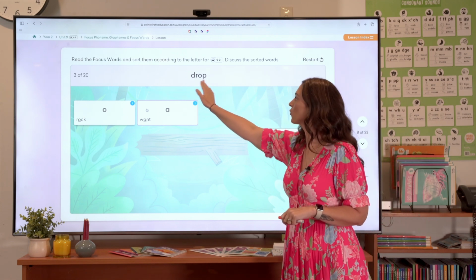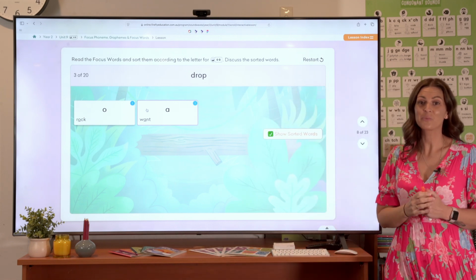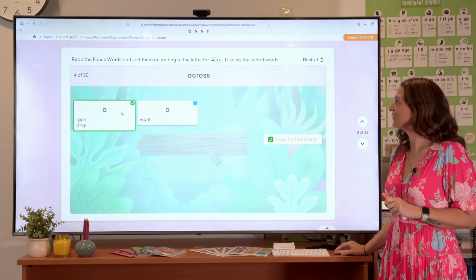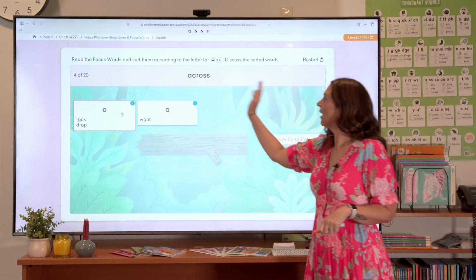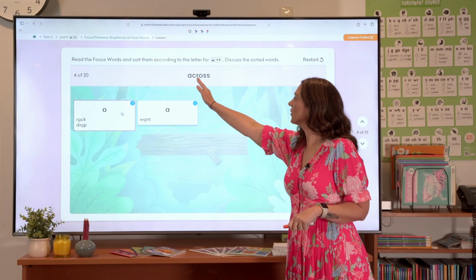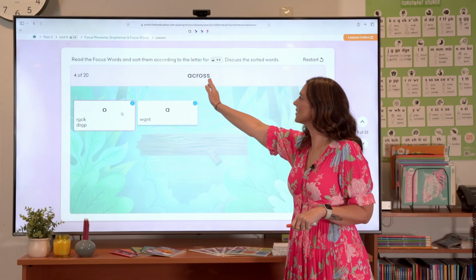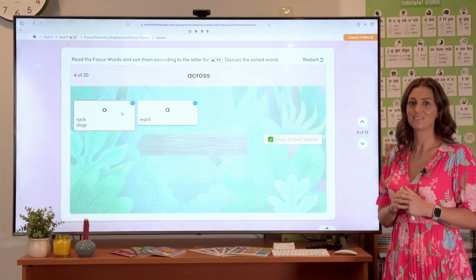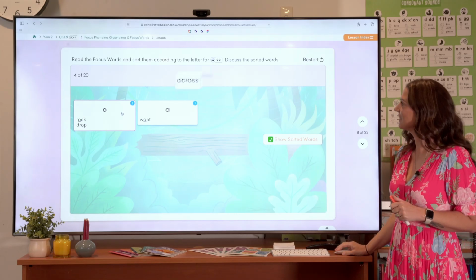D-r-o-p, drop. Which grapheme choice are we using? That's right, it's grapheme O. A-k-r-o-s, across. What's our grapheme choice for this word? Amazing.